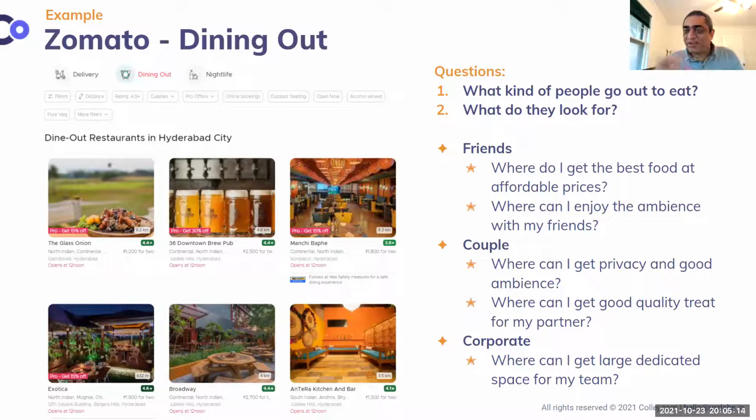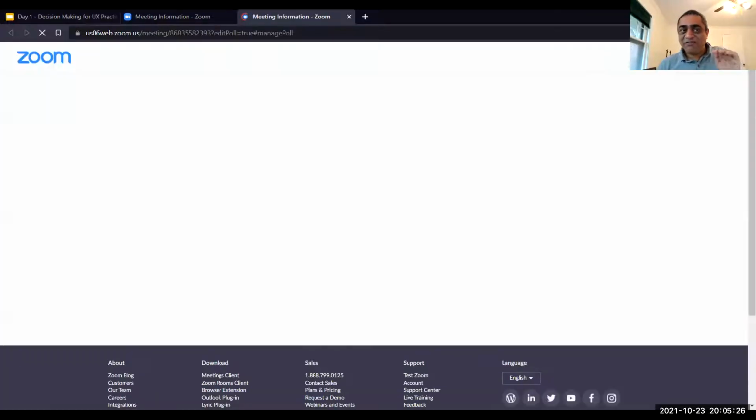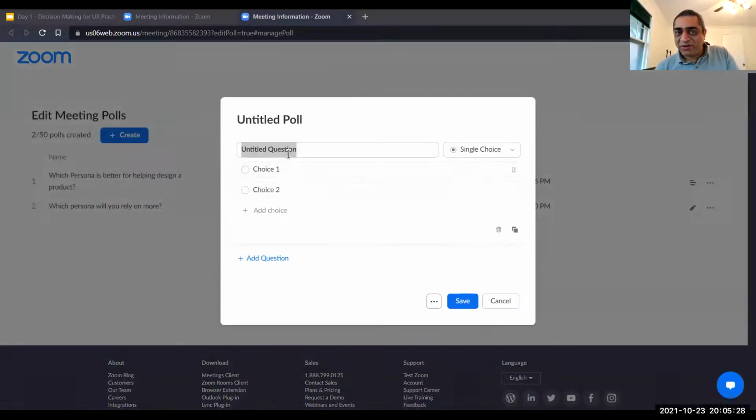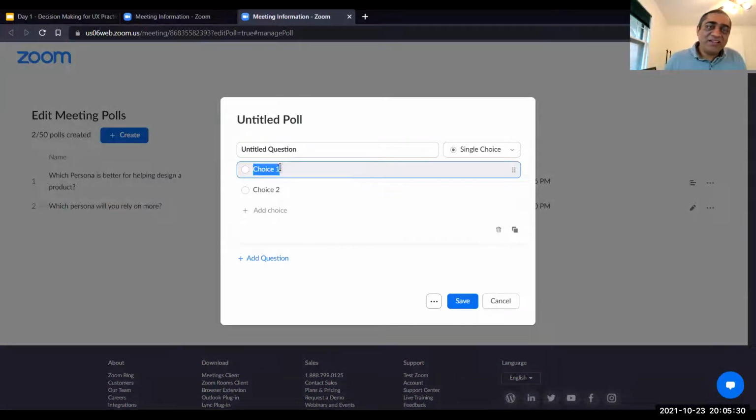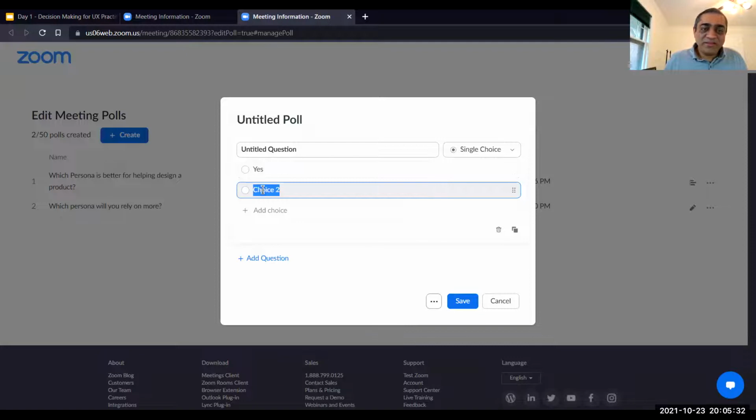I'm just very curious. Saurabh, can you just do a quick poll? If you had the assumption that one person cannot be in different personas, right? So if you say one person can be in different personas, say yes. If one person cannot be in different personas, say no. There you go. We are creating a poll right now.